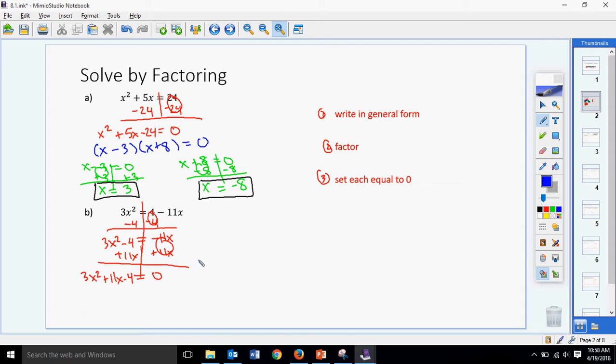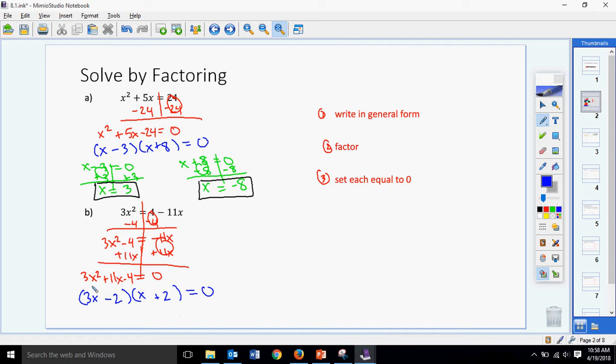So I'm looking for like a reverse FOIL here. So I know that my first two numbers, when I multiply them, if I FOIL them back out, they need to equal 3x squared. So one's got to be 3x and the other's got to be x, because 3x times x is 3x squared. And I know that my last two numbers need to multiply to be negative 4. So if I kind of guess and check, numbers that multiply to negative 4 would be a negative 2 and a positive 2.